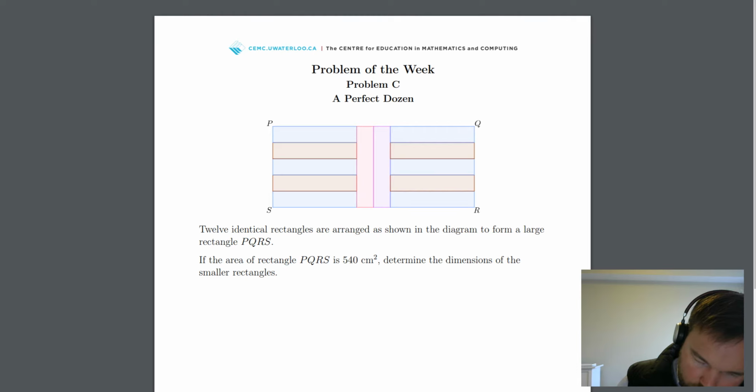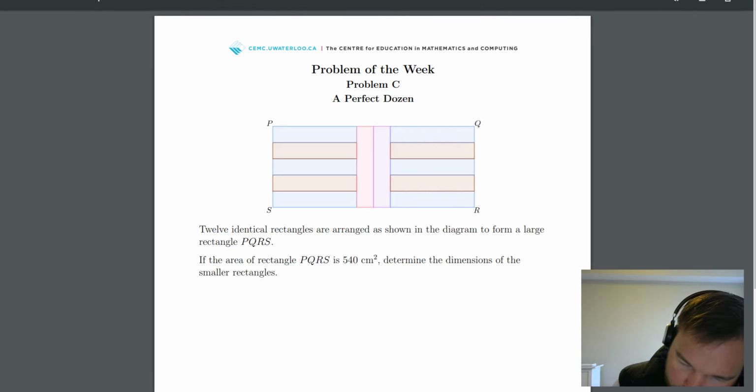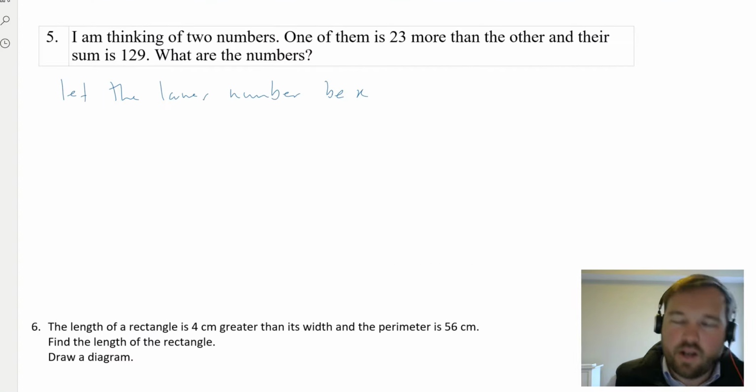My OneNote just froze. Give me a second. Alright, we're back in the game.